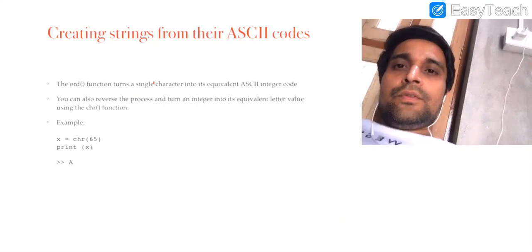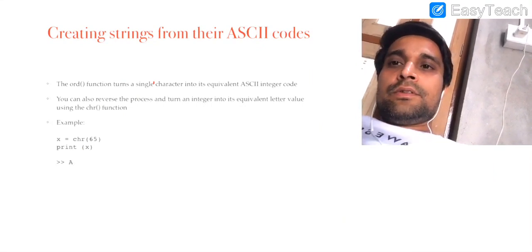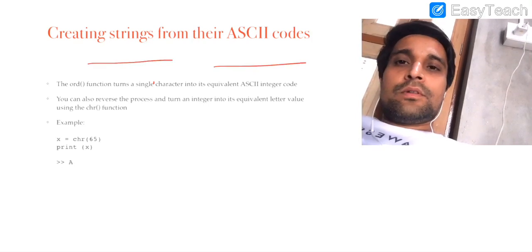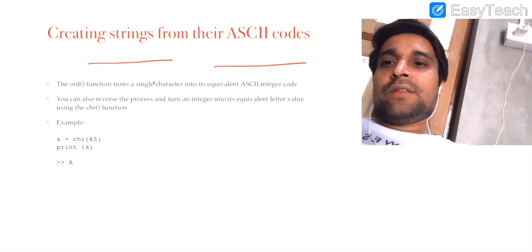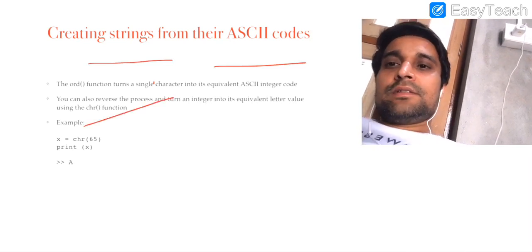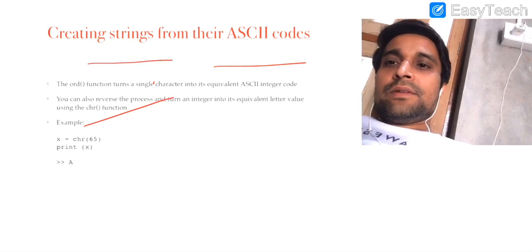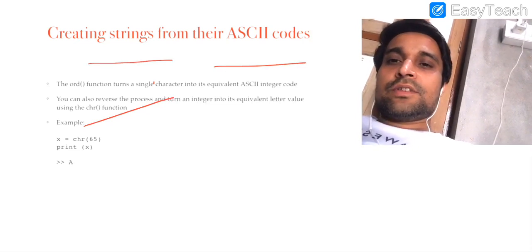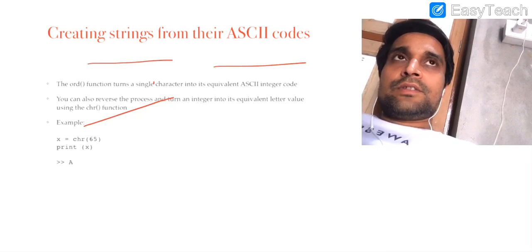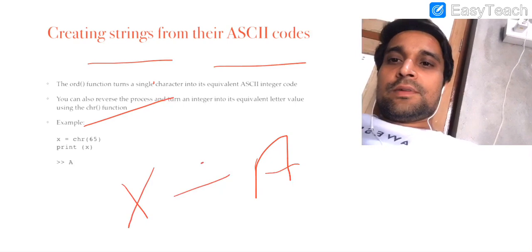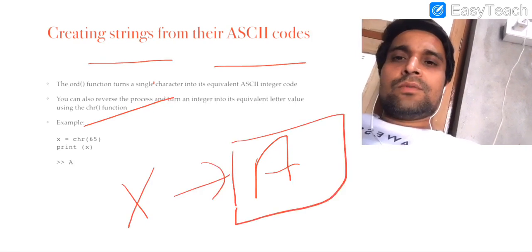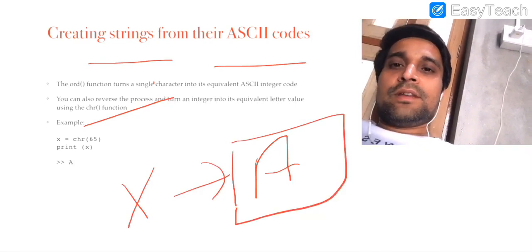Now if you want to print a string from its ASCII code, it means you have the ASCII code available and you want to represent its character value on the screen. For that, a predefined function is available in Python, that is chr. In our example, we have written x is equal to chr of 65. So 65 is the integral value of capital A. x is a label that will point to the memory location where the value capital A is saved, because capital A has ordinal value 65.